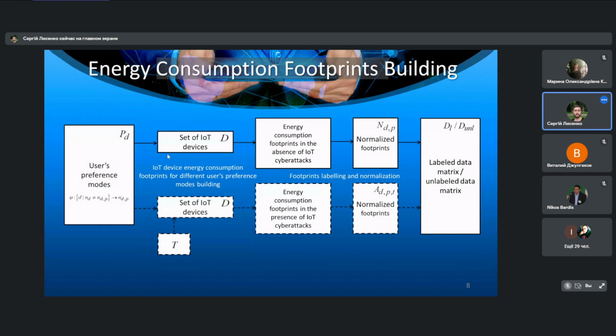Then we form a set of devices which are analyzed, and for all of them we have to construct footprints, taking into account different user preference modes. And after that, we have to construct footprints based on the absence of cyber attacks and their presence. After that, we normalize all data, and as the result, we have labeled data and unlabeled data, which are ready for classification.